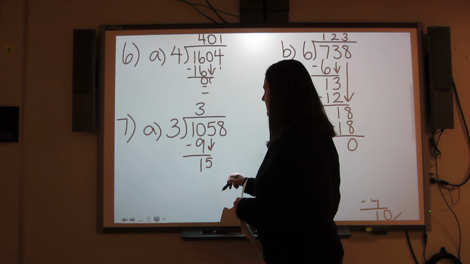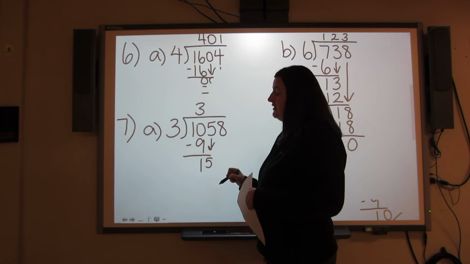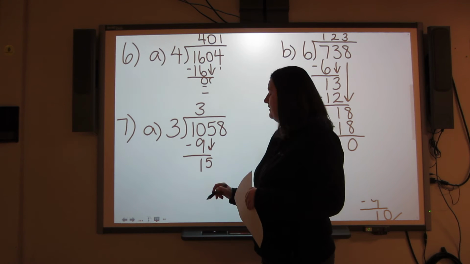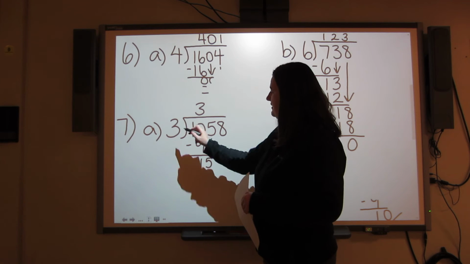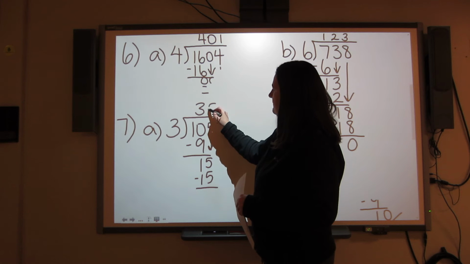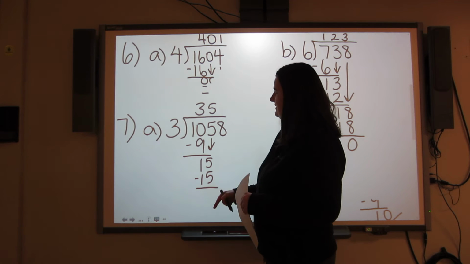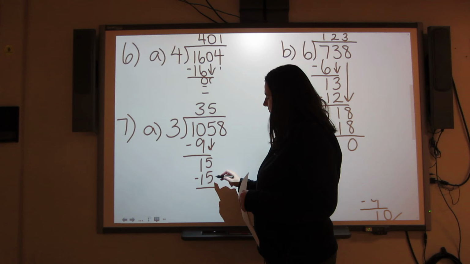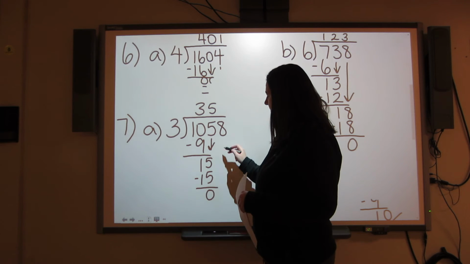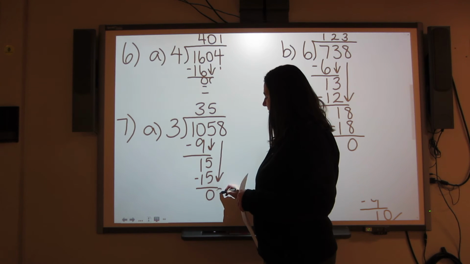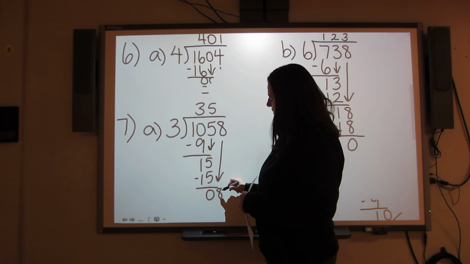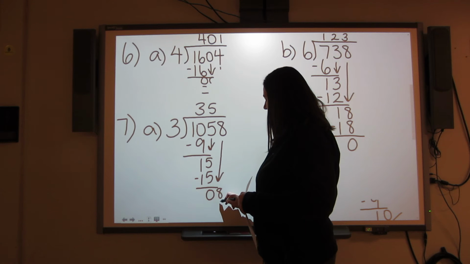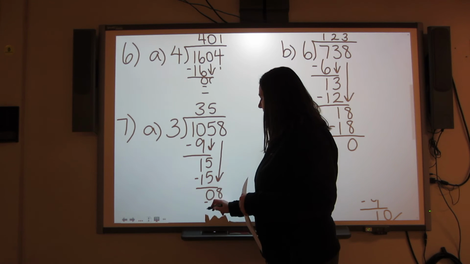3 goes into 15, look down your 3's. The closest thing to 15 without going over is 15. 3 into 15, 5 times if you look to the side. 15 minus 15 is 0, drop your 8. 3 into 8, look down your 3's. The closest thing to 8 without going over is 6.